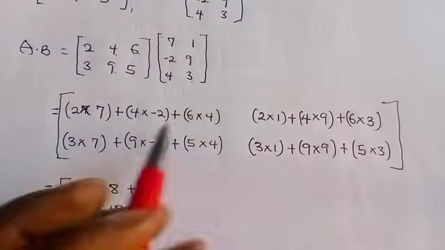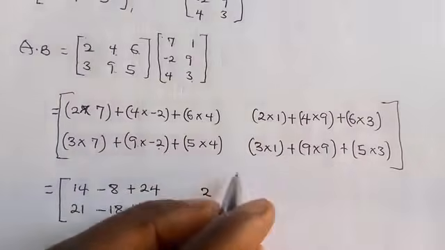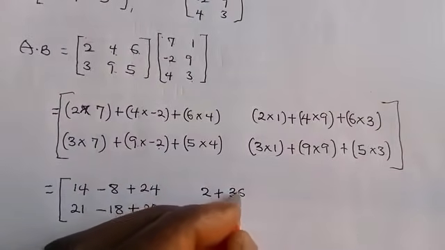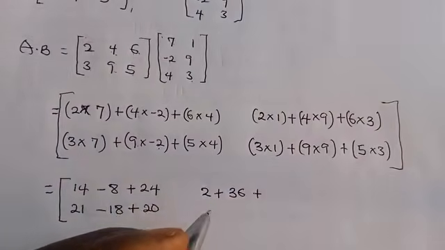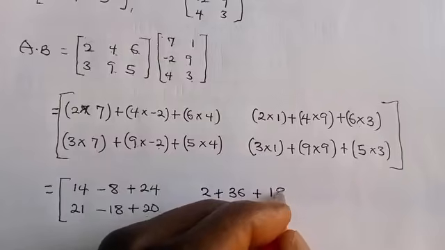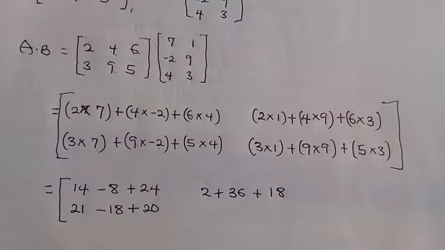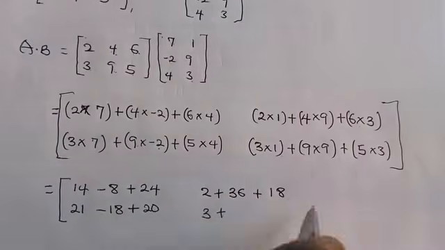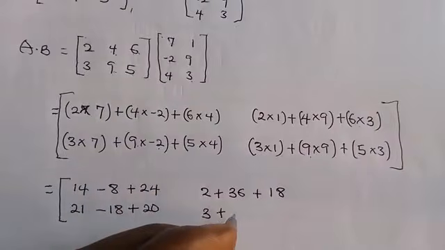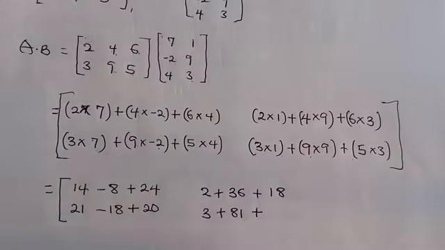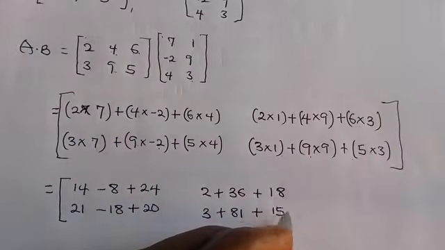Here we have 2 times 1 giving us 2. 4 times 9, we have 36. Plus 6 times 3, we have 18. 3 times 1 is 3. Plus 9 times 9, we have 81. Plus 5 times 3, we have 15.